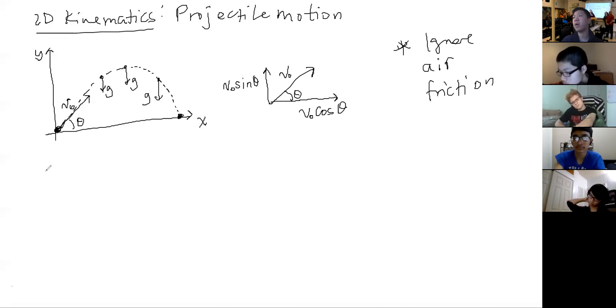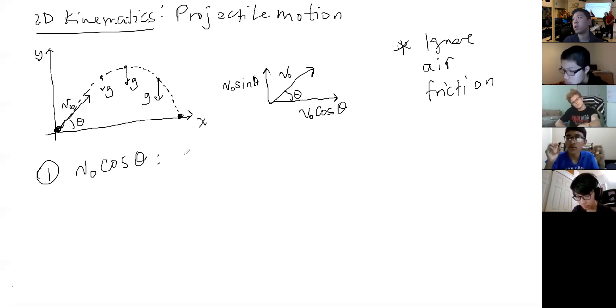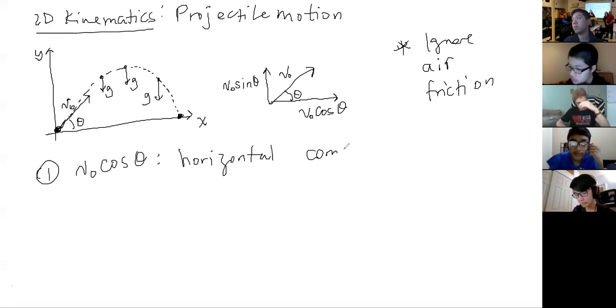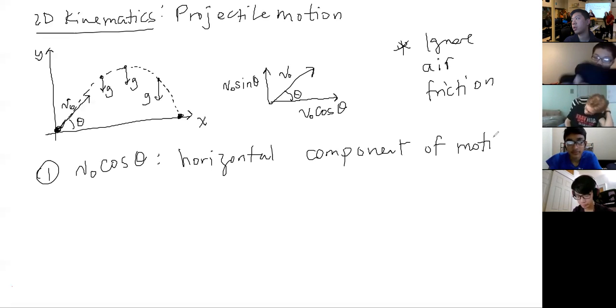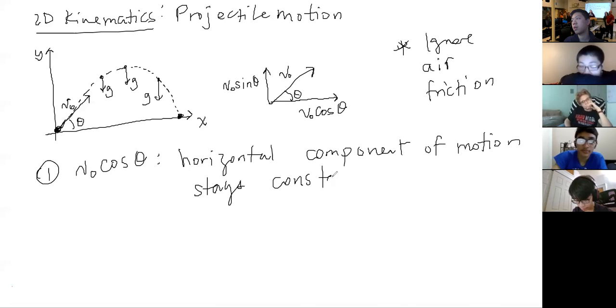So which means off the bat, we already know that v0 times the cosine of theta, which is the horizontal component of motion, stays constant. And this is actually pretty important because it determines how far this particle is going to go.